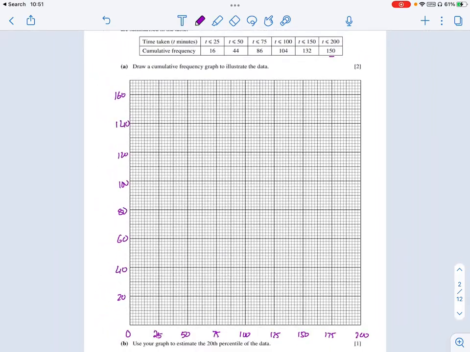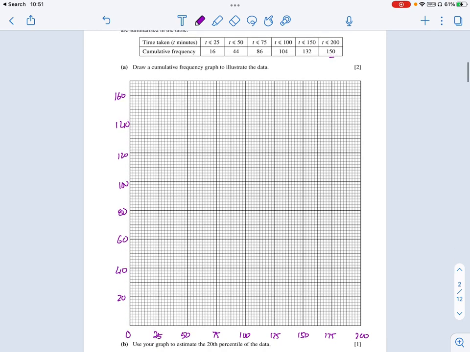When it is 16, it is 25. When it is 25, it is 16. So over here, when it is 50, it is 44. Then for 75, it is 86. Third line, 86. Each line is 2.